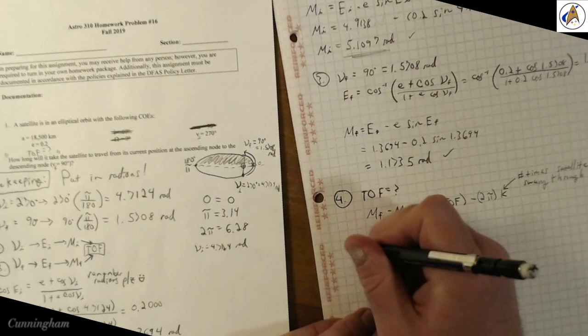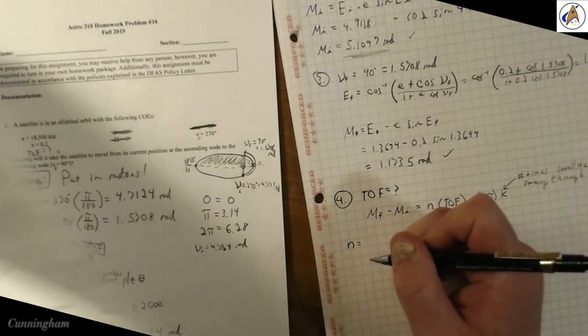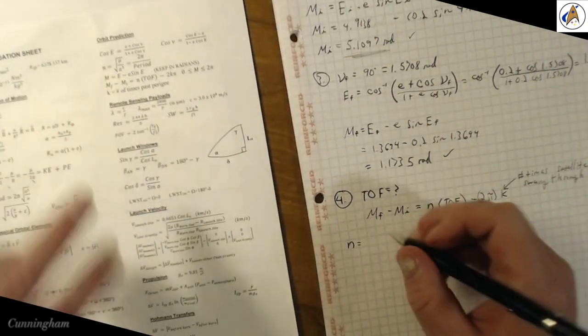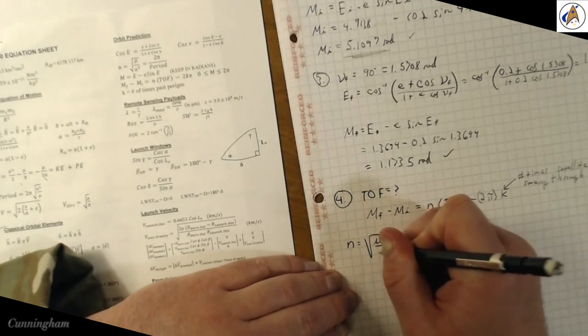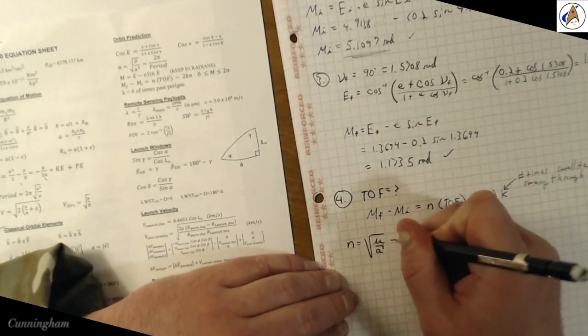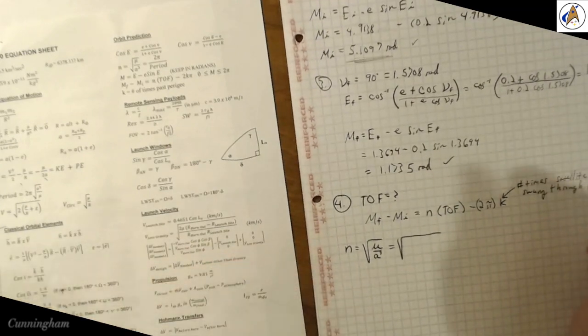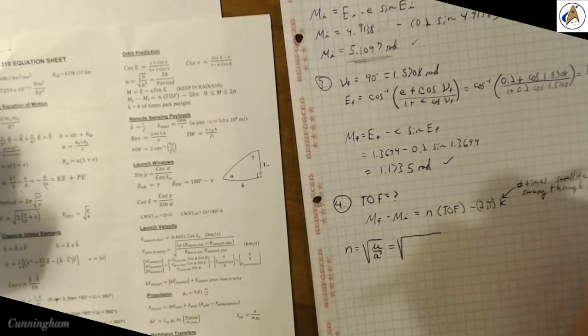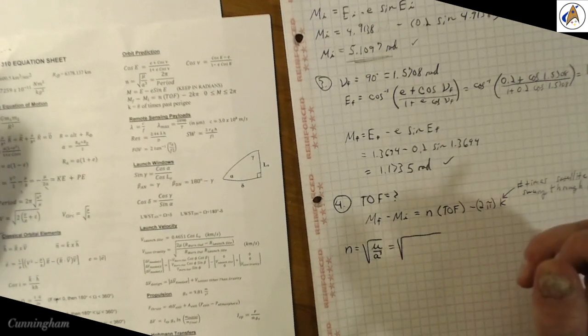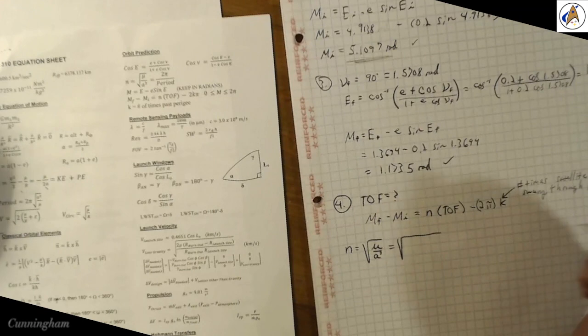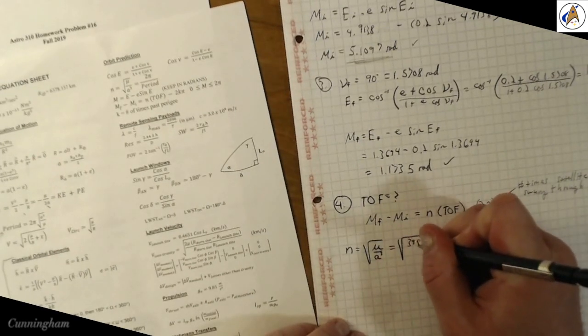First thing I need to do is actually solve for n. Well, our equation sheet has n for us. It says it's the square root of mu over a cubed. We haven't used the semi-major axis up to now, but we're going to use it now. N is mean motion. N for mean motion. This letter makes sense. No, I kid. It does not make sense, but N stands for mean motion.